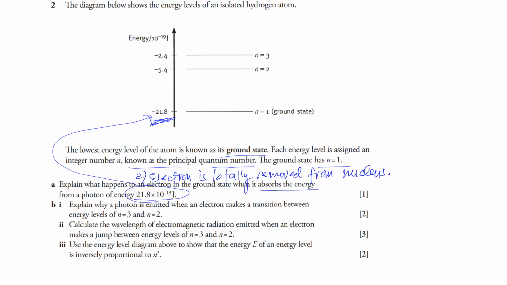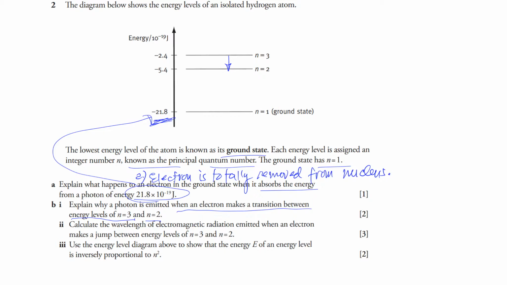Next, explain why a photon is emitted when an electron makes a transition from energy level n3 to n2. So it means it emits here. This part is worth 2 points.